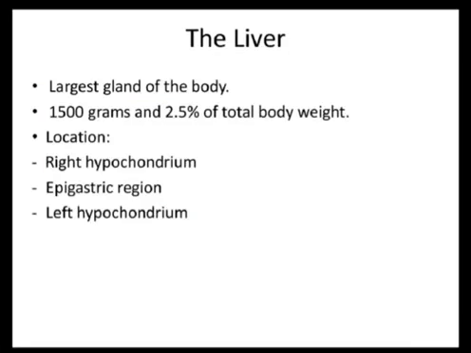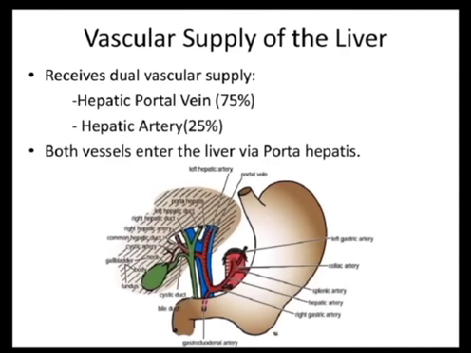Liver is the largest gland of the body. Its weight is 1500 grams, that is 1.5 kilograms, and 2.5% of the total body weight. And it is present in the right hypochondrium. In the left hypochondrium was the spleen. You can see that the vascular supply of the liver has got an indentation on one side.